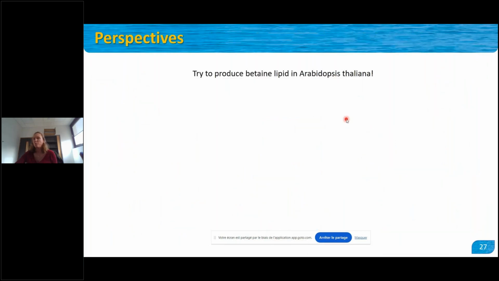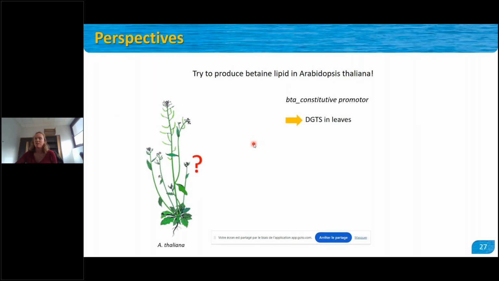So we try to produce betaine lipid in Arabidopsis thaliana. We had DGTS in the leaf, but we never managed to have DGTS in seeds. It doesn't work up to seeds, probably because seeds are too dry. And we are now constructing a promoter inducible by phosphate starvation or hormones, and we'll see what it will give us.